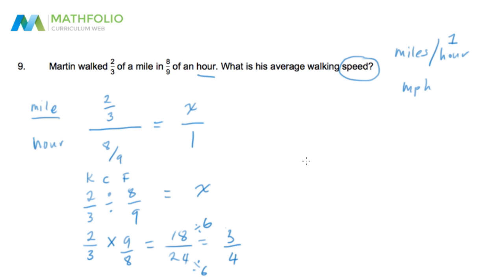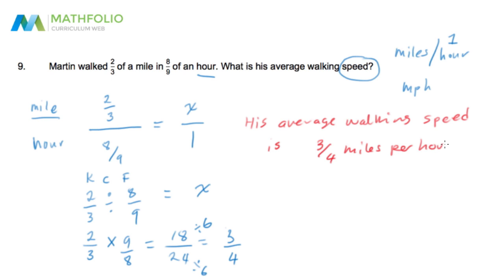So in this case, we could write, let's change to red, his average walking speed is, and you could write it in both these ways, 3/4 miles per hour. And you could actually do miles/hour, or you could write mph, or you could also write 3/4 as 0.75 miles per hour. All right, so a couple of ways to do it. That was question number 9.